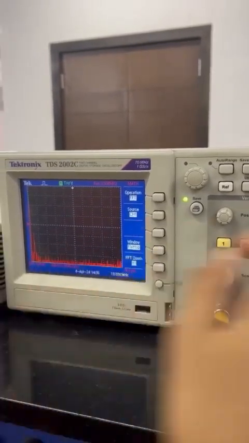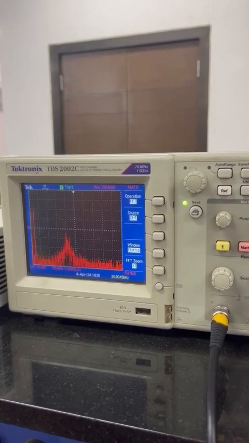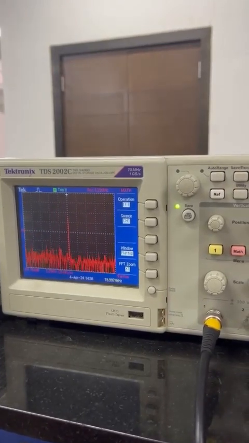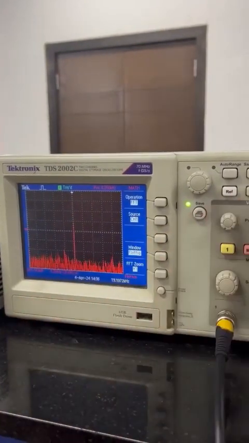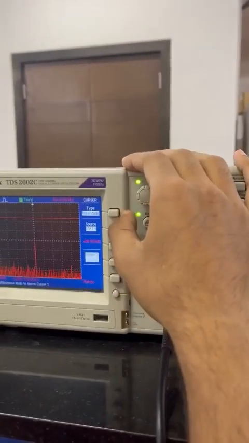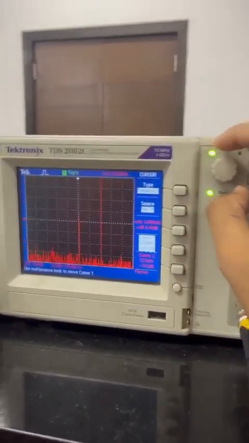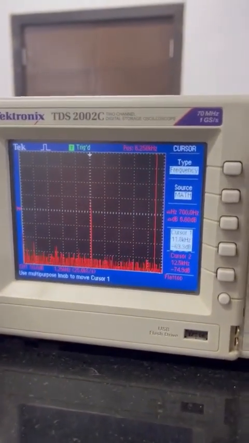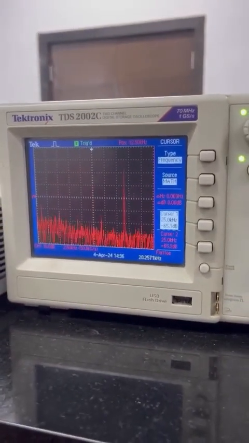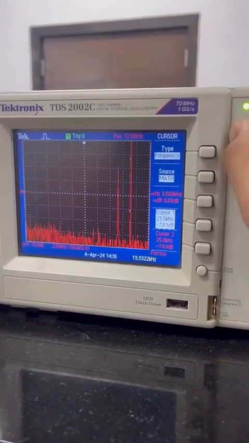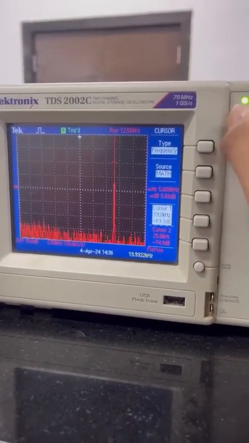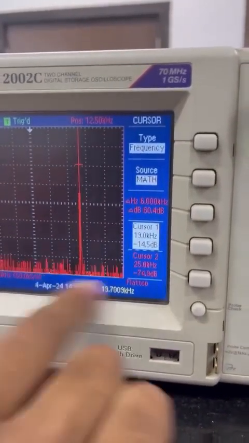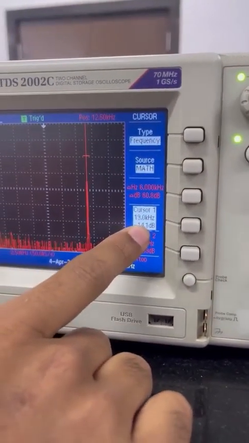Now we will change the scale. Now to see that 19 kHz is present, we will use the cursor. Now here it can be seen that the peak of this signal is at 19 kHz. This confirms that the circuit has only passed the high frequency, that is F1 plus F2, that is 19 kHz.